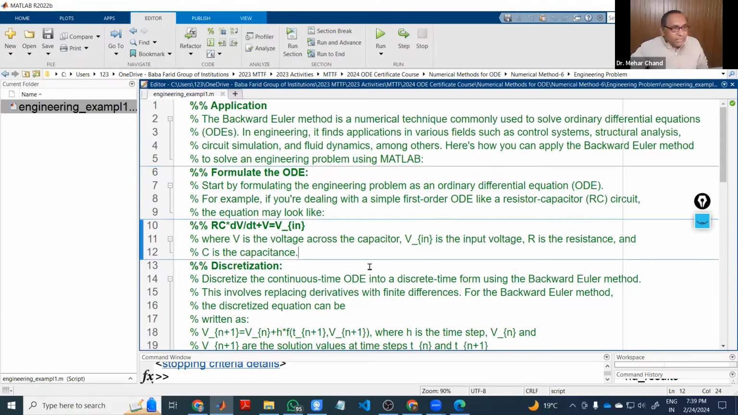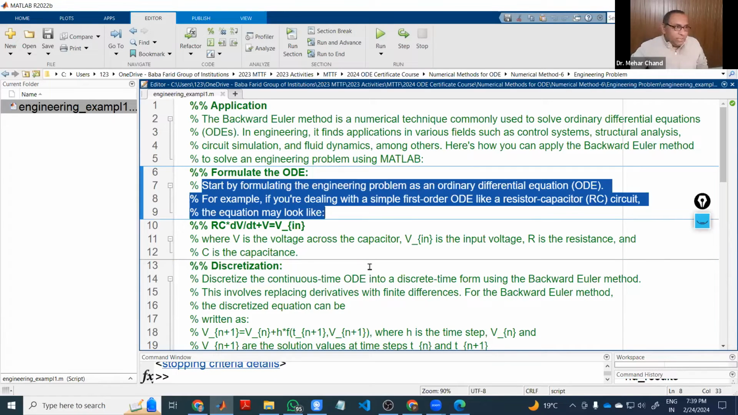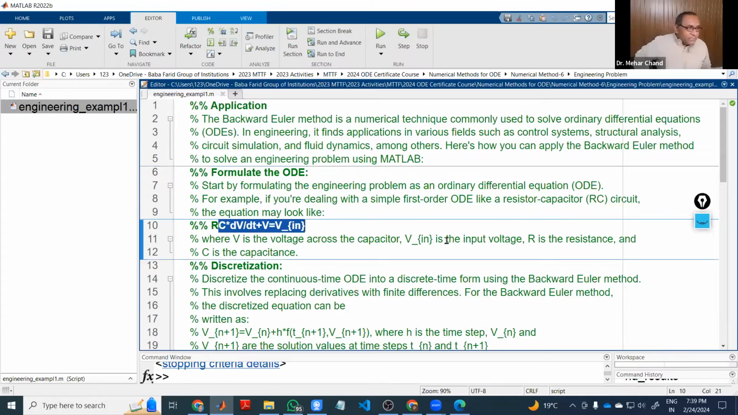For the formulation, start by formulating the engineering problem as an ordinary differential equation. If you are dealing with a simple first order system, we are choosing a resistor-capacitor circuit at this place. This is the corresponding equation: RC dV/dt plus V is equal to V in, where V is the voltage across the capacitor, V in is the input voltage, R is the resistance, and C is the capacitance.